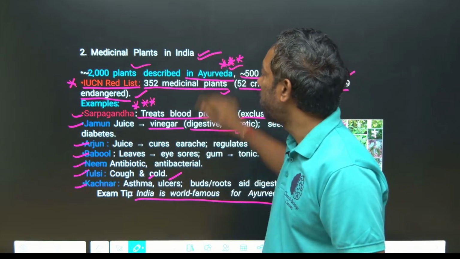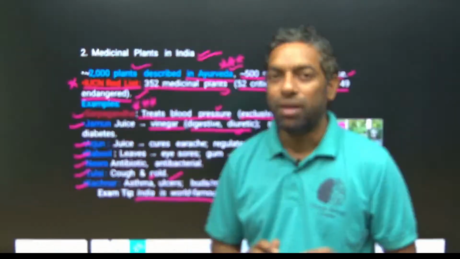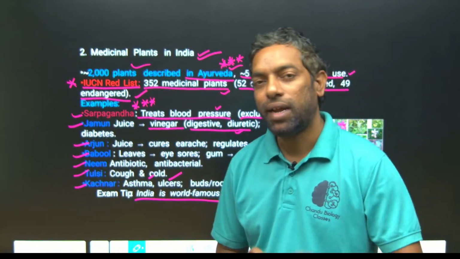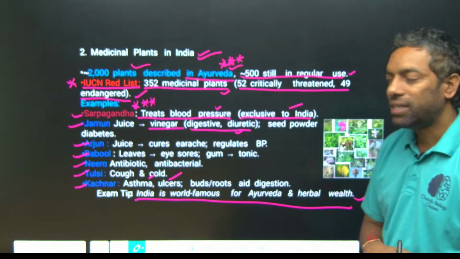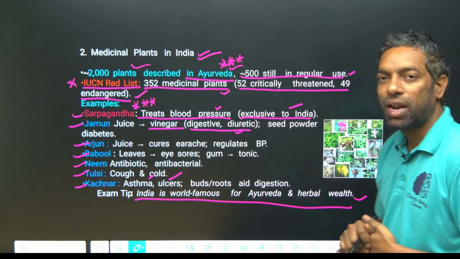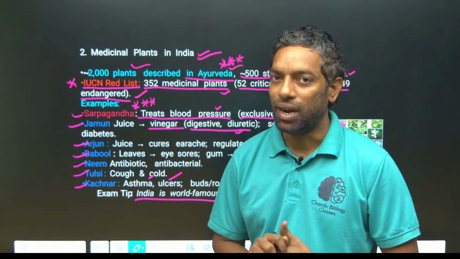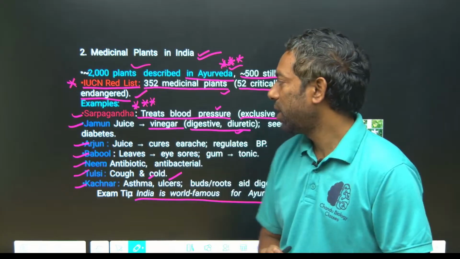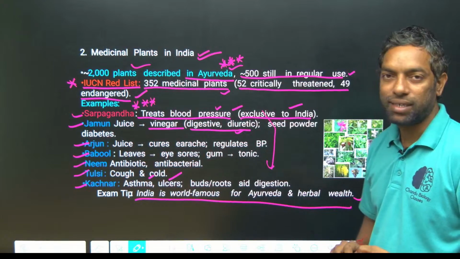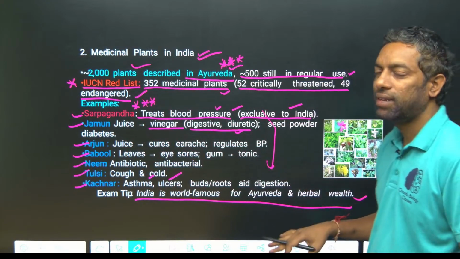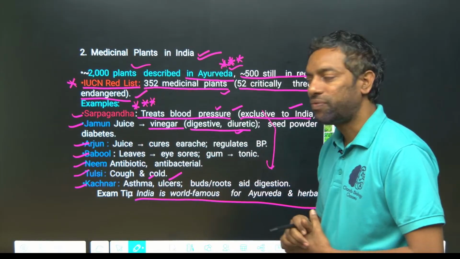These are the medicinal plants. Medicinal plants are also on the IUCN Red List: 52 are critically endangered and 49 are endangered. Overall, 352 medicinal plants are on the IUCN list in India. These are the plants used for treating diseases. I hope you understand; this is the most important for the exam: which medicinal plants are used for which diseases.